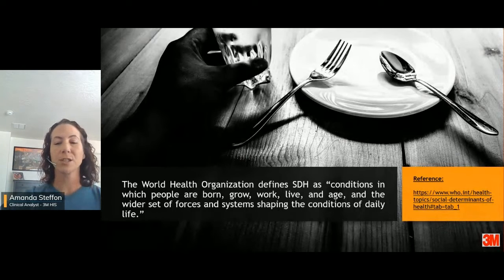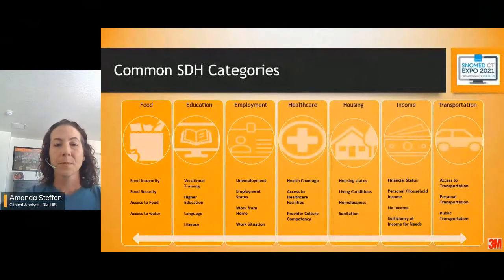The value set creation within our team started by recognizing some of the common categories of SDH. Some of these broad, commonly identified categories include economic stability, healthcare access and quality, neighborhood and environment, social and community context, and education access and quality. These can be further broken down into more specific and granular subsets, as you can see here: food, education, employment, healthcare, housing, income, and transportation.